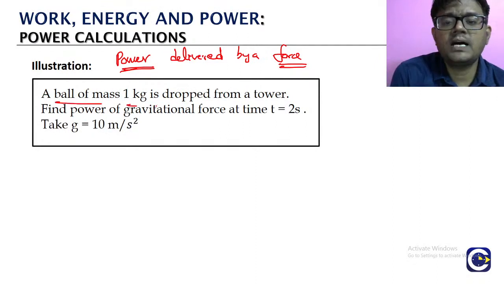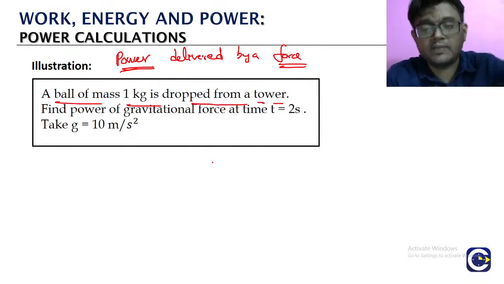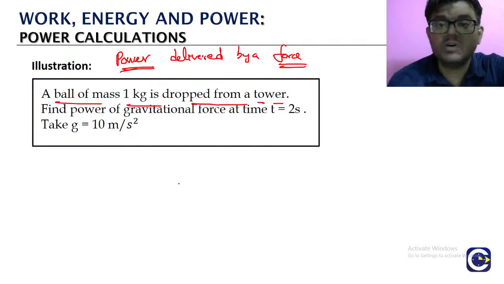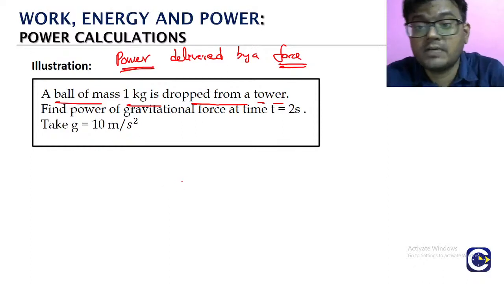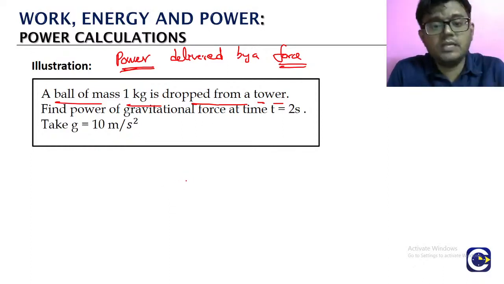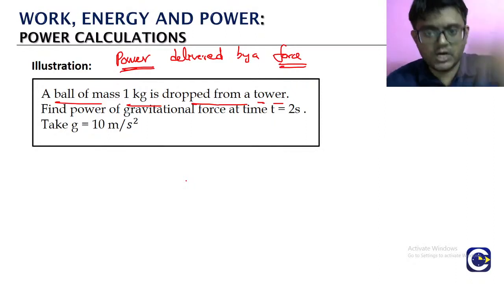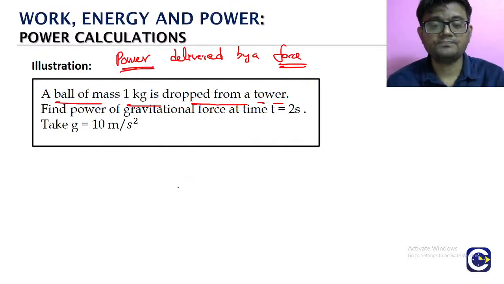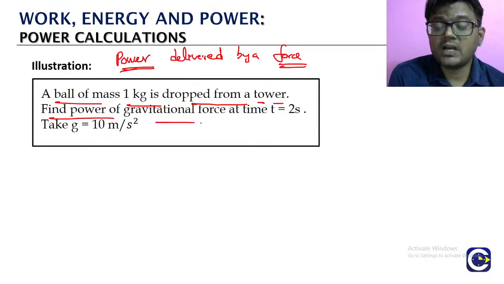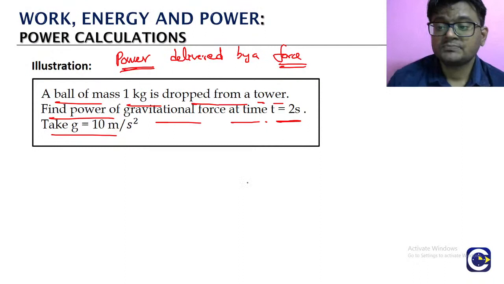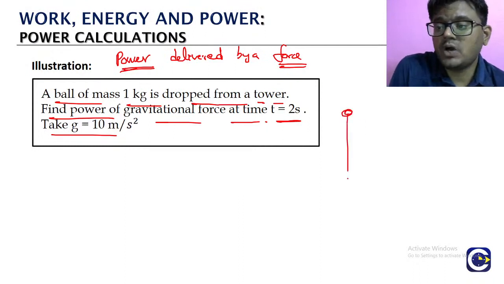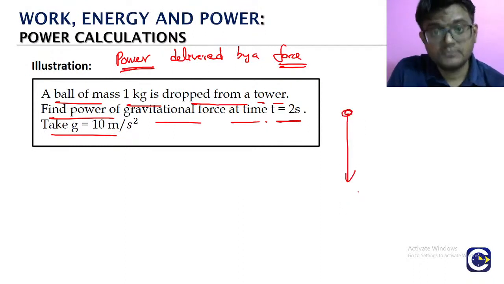Look at this. A ball of mass 1 kg is dropped from a tower. If you drop it from the tower, what is going to happen? The ball is going to come down under the influence of gravity. Find the power of the gravitational force at t equal to 2 seconds. Means we are dropping it, so it will keep coming down.